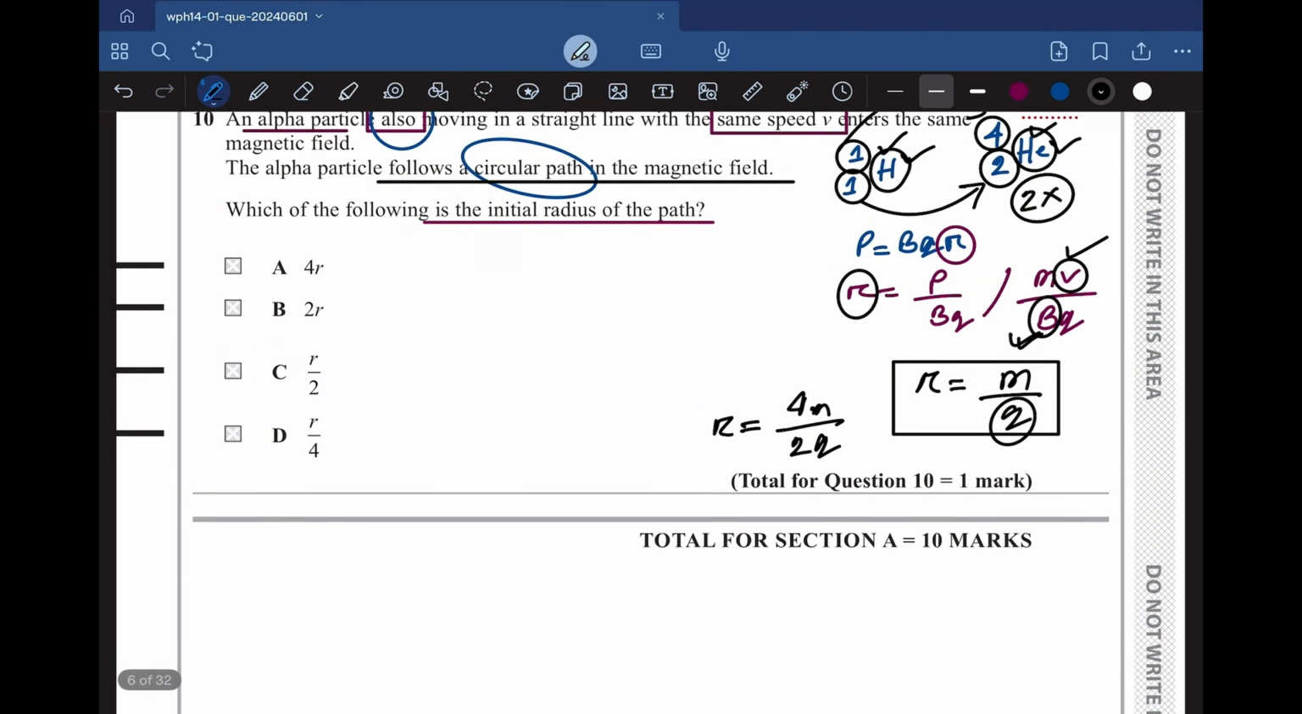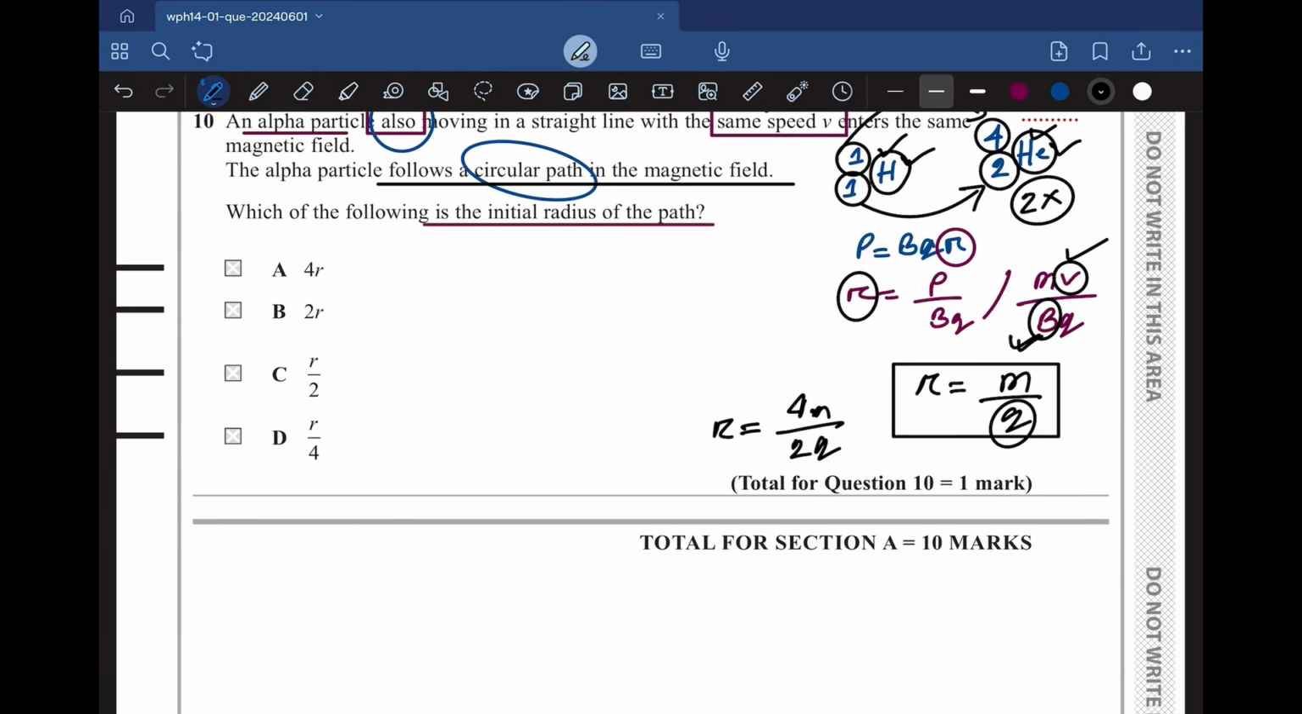So mass by charge is equal to R. This R is equal to 4 by 2, or we can also write it as only 2, because 4 divided by 2 is 2, into this m by q, which is the same as this one, right? So you can say 2 into R. So basically our answer is the initial radius of the path will be 2r. So our correct answer will be B. This is the initial radius of the alpha particle on this path.